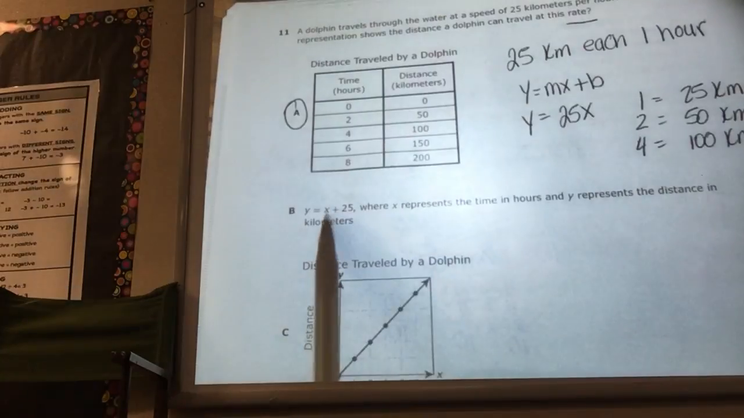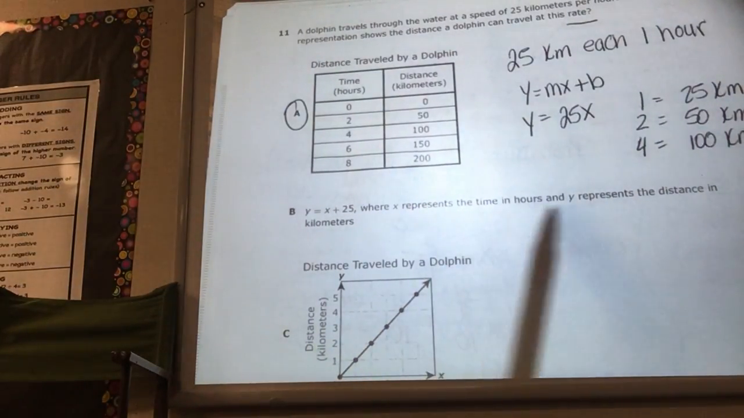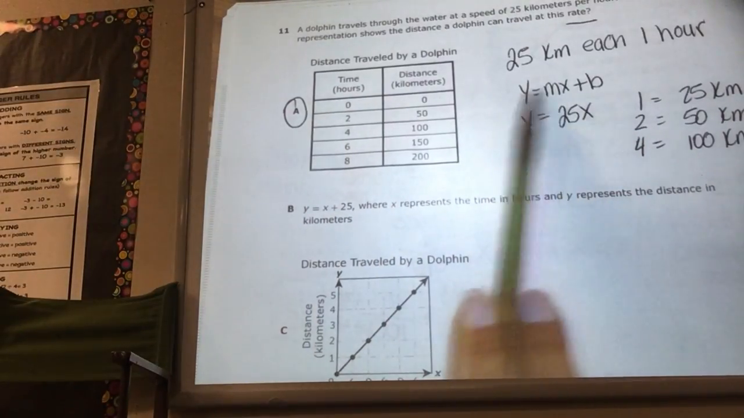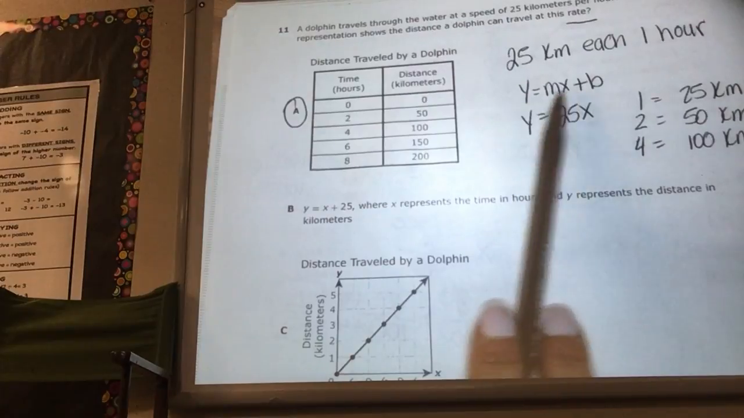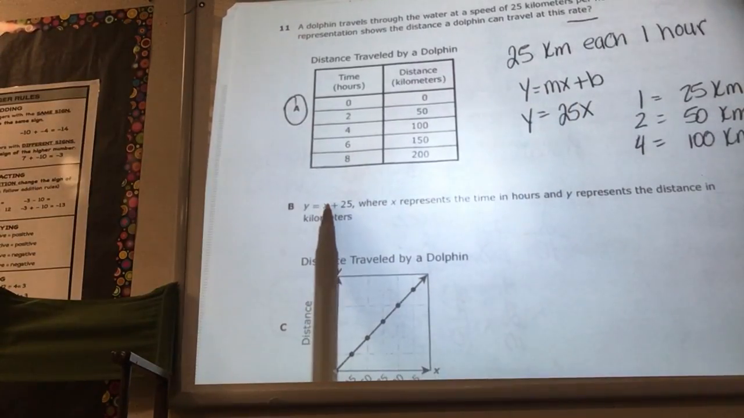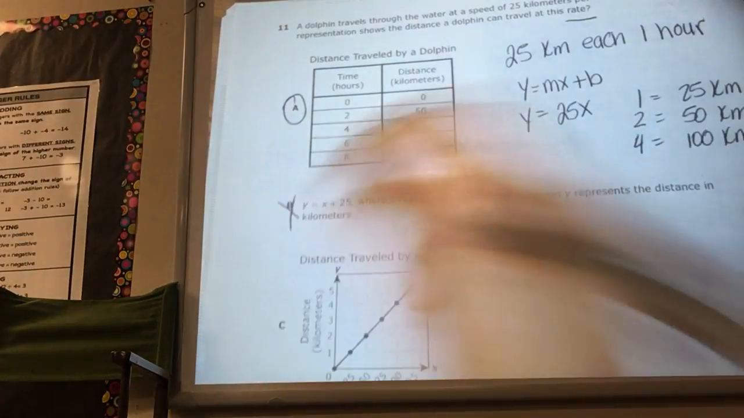Look at answer choice B. Y equals x plus 25, where x represents the time in hours and y represents the distance in kilometers. When we wrote out the y equals mx plus b right here, we said that our rate is the m, which would be multiplied by the x. This is like starting with an initial value of 25, so this would not work.